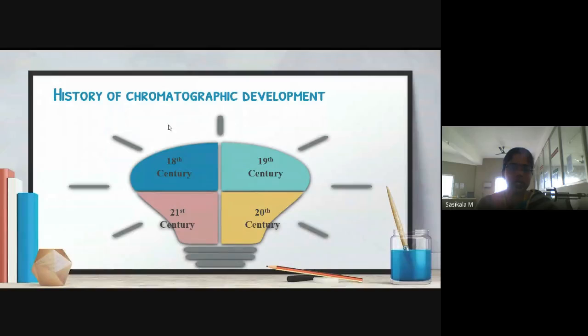The chromatographic technique was started in the 18th century. Then the techniques were developed during the 19th, 20th and now the 21st century. Many modernized techniques have been developed now, and the technique is widely useful for quantification of various pharmaceutical products. So let's see how it has been developed century wise.